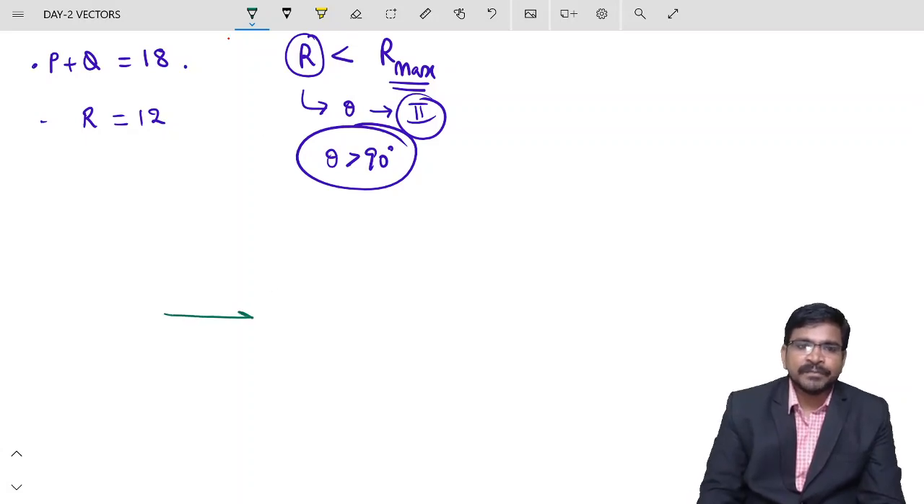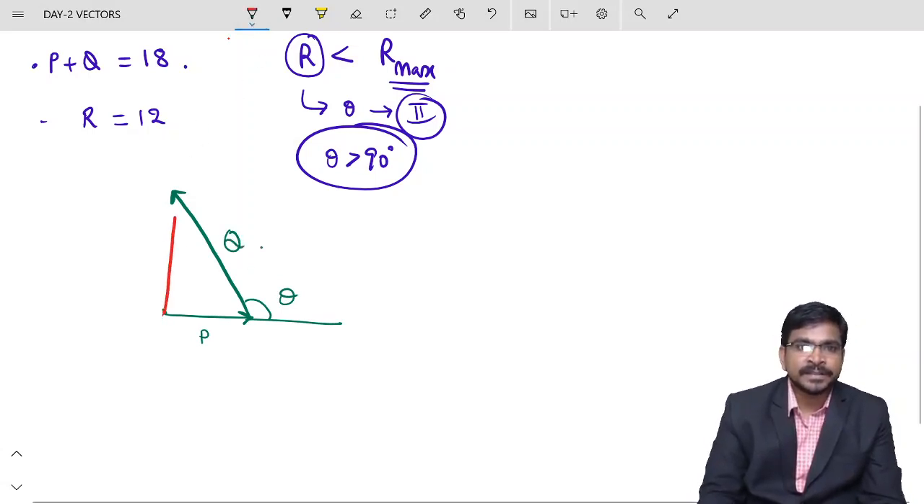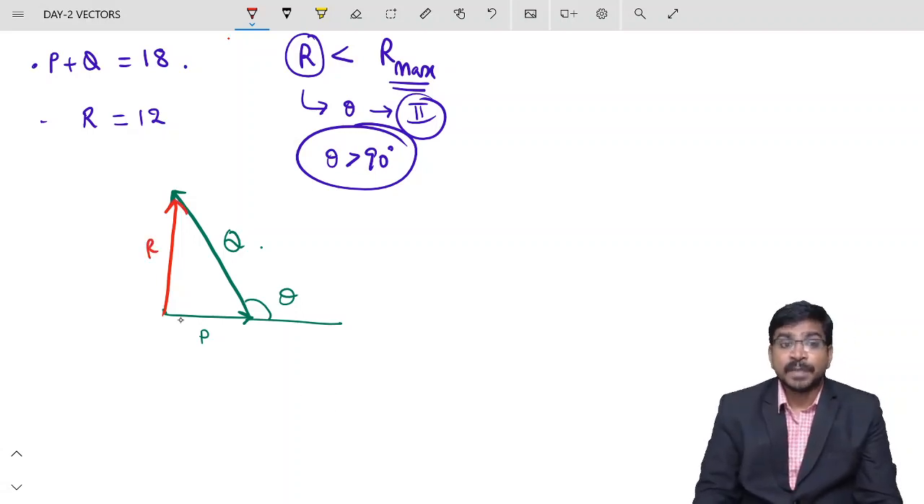P might be somewhere here and Q might be like this. And this is the angle between them, theta. This is P, this is Q. And resultant here is like this, R. And it is perpendicular to smaller vector. They have given like this.